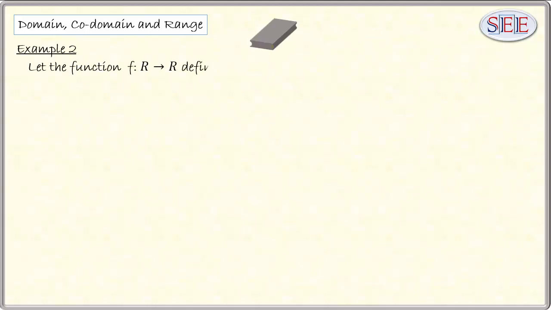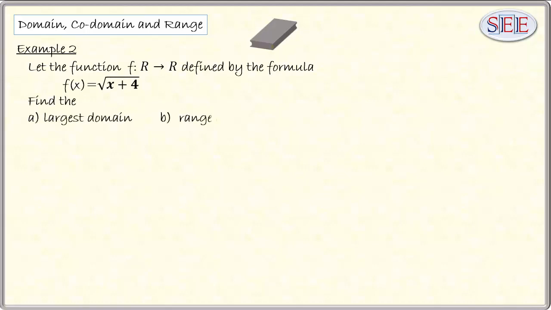Another example says, let the function f from real numbers to real numbers be defined by the formula f of x equals the square root of x plus 4. The question asked here is to find (a) the largest domain and (b) the range of the function f. Solution to this problem, starting with question A, that is the largest domain.